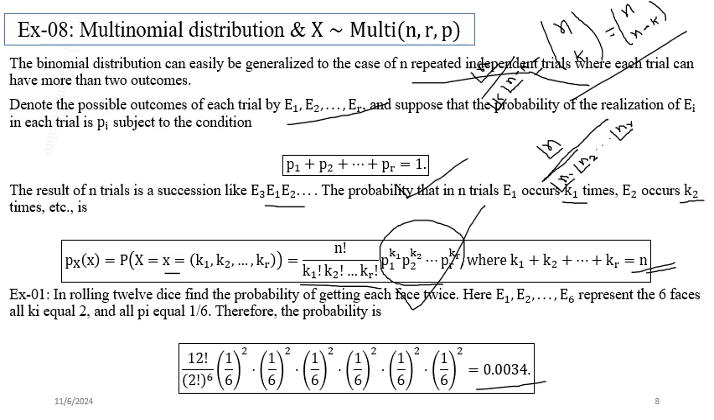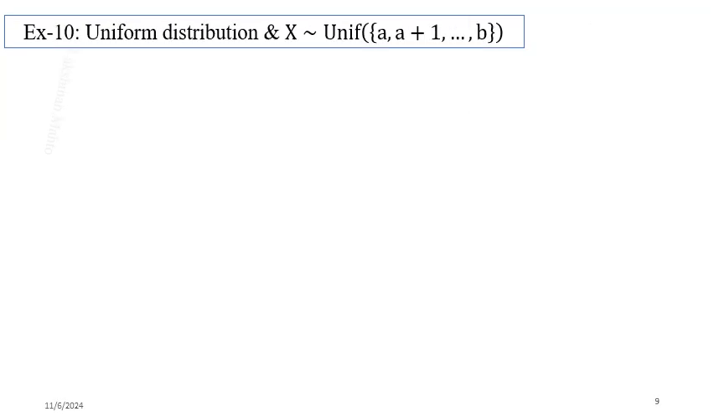Actually, it is around 3. Should we go further? There is one last example. After that, we will discuss other things later.